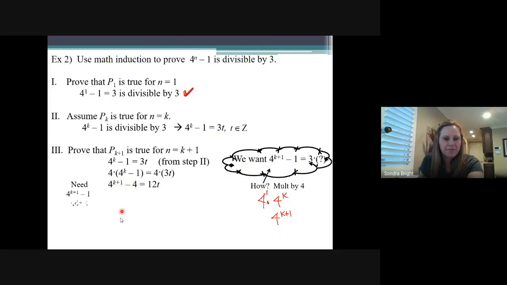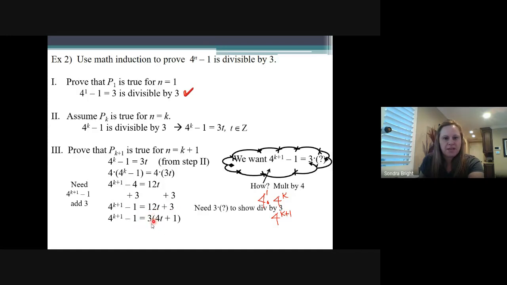So what am I going to do? I'm going to add 3. And as long as I add 3 to the left-hand side of the equation, you want to add it to the right-hand side as well. So 4 to the k plus 1 minus 1 equals 12t plus 3. My left-hand side is perfect. That's what I need to show to prove that it's true for k plus 1. Now I just need the right-hand side to be 3 times something. Well, let's factor out a 3.